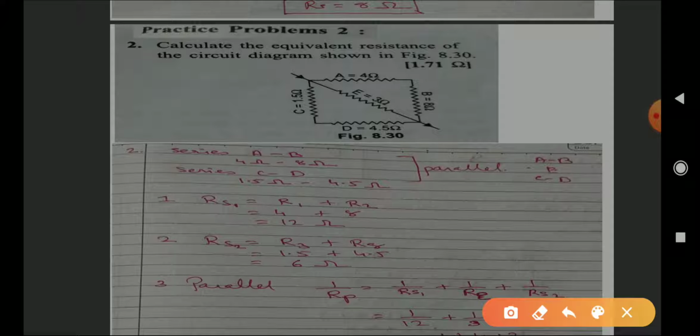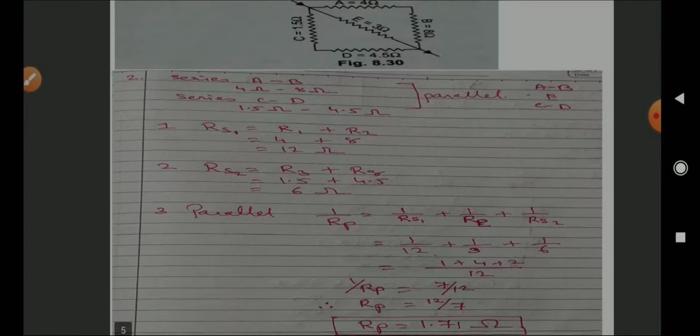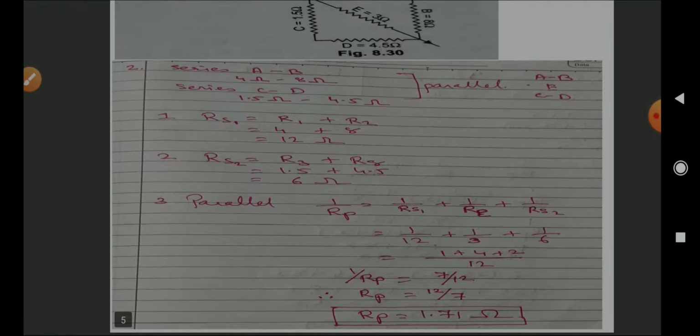So if you see here, 4 ohm plus 8 ohm, 12 ohms, 1.5 ohm and 4.5 ohm, that is going to give you how much? 6 ohms. Now 12 ohm, 3 ohm and 6 ohm, all of them are in parallel. So 1 upon 12 plus 1 upon 3 plus 1 upon 6, that is our parallel connection, or you can say parallel circuit. So how much it comes up? 7 upon 12. So Rp is equal to 12 upon 7, therefore Rp is equal to 1.71 ohms.